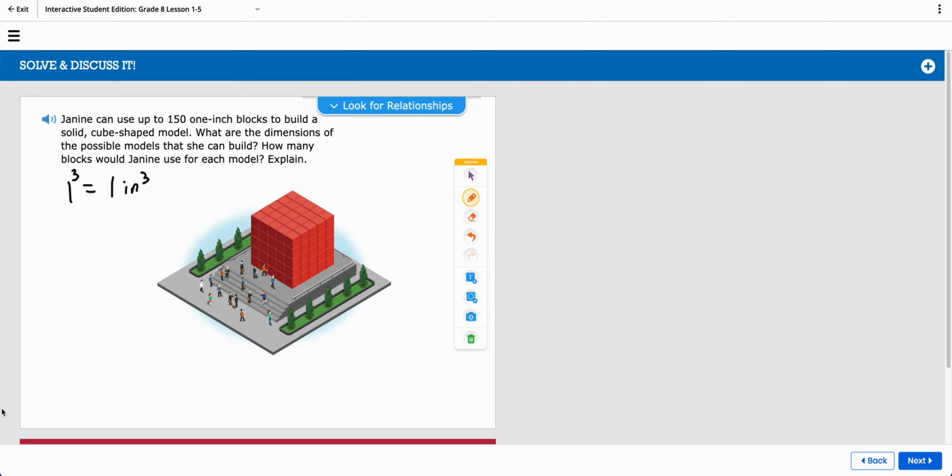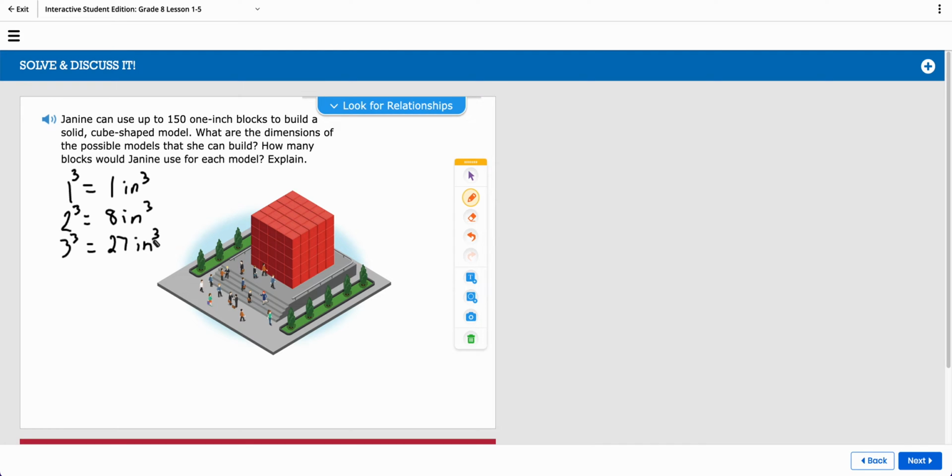All right. What would be the next one that would be easy to do? She could do 2 cubed. And what is 2 cubed? How many blocks is it going to take to build it? 8. Okay, 2 cubed is 2 times 2 times 2, so that is 8 cubic inches, right? If it's 2 by 2 by 2, it's going to be 8 blocks that she needs. Then what are we going to do next? We're going to do 3 cubed, and what is 3 cubed? 27. That would be 27 inches cubed.